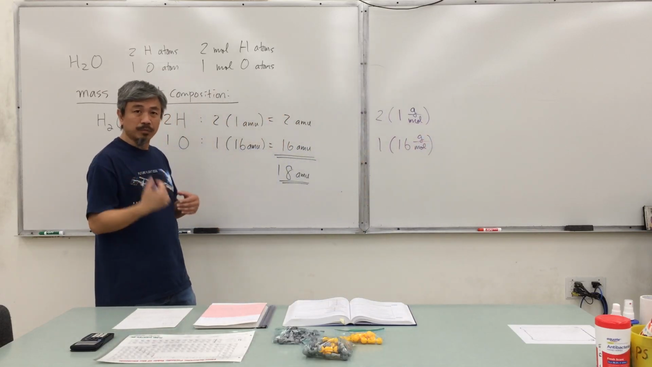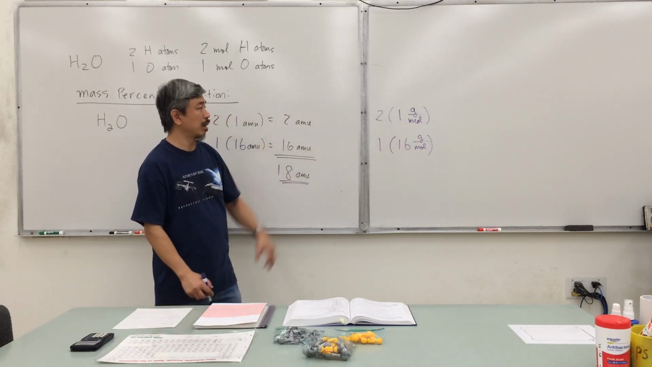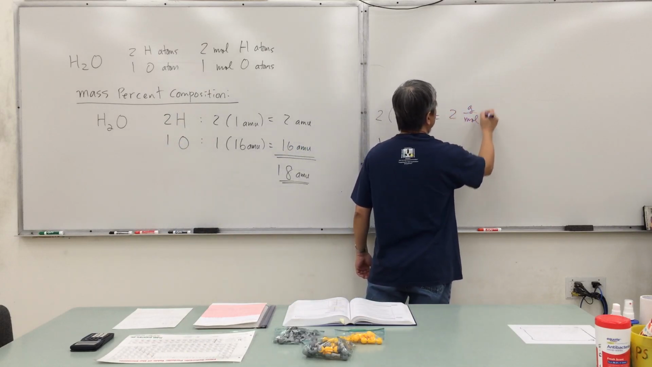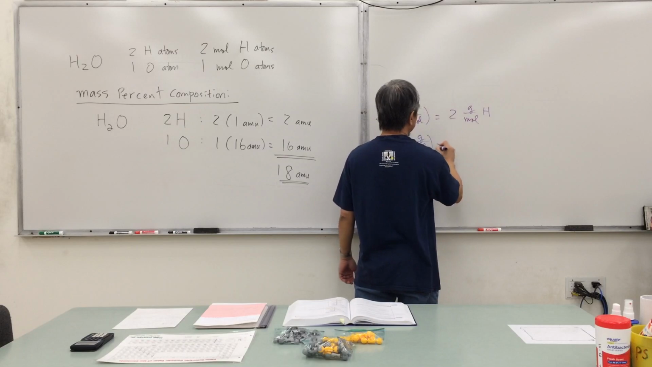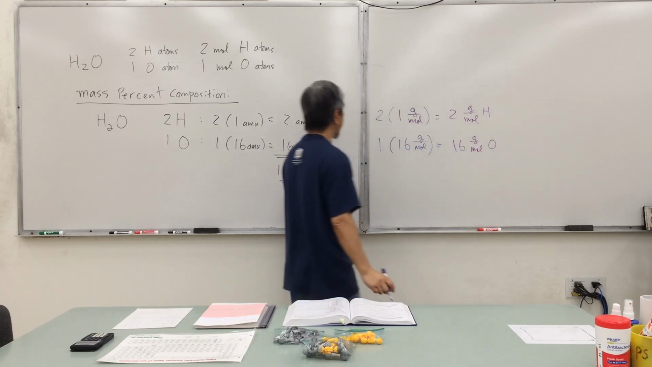You take the same number off the periodic table, the only thing that's different is you attach a different unit to it. So this is now going to be grams per mole. So to work this out, you have 2 grams per mole. In this case now, of course, this is going to be hydrogen. This is now going to be 16 grams per mole. This is now going to be oxygen over here.